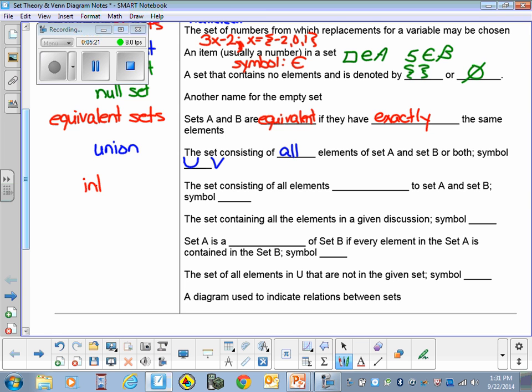Intersection is the set consisting of all elements common to A and B. This is where the sets overlap each other. Okay, the symbol is the inverse of union. So literally, if we turn the U upside down and the capital V upside down.